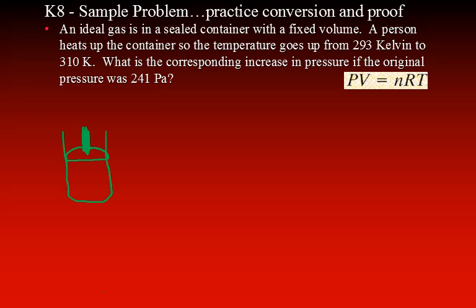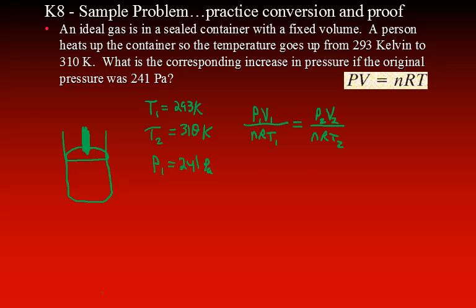All right, so we've got our gas, temperature 1 is 293, temperature 2 is 310, pressure 1 is 241 pascals. And we can cancel volume from both sides. Volume's fixed, so same volume on both sides, same number of moles on both sides. The ideal gas constant's the same for both, so we're looking at a ratio of the pressures and temperatures, and we end up getting a pressure of 254.98 pascals.